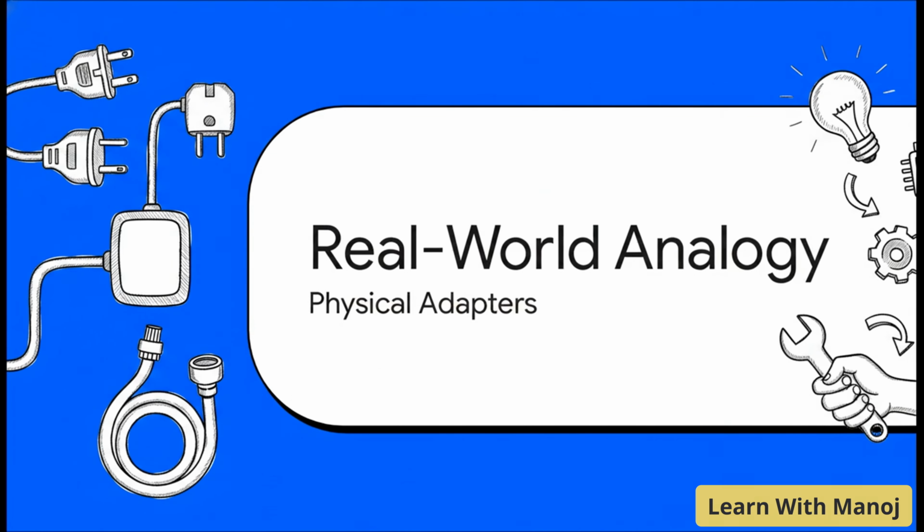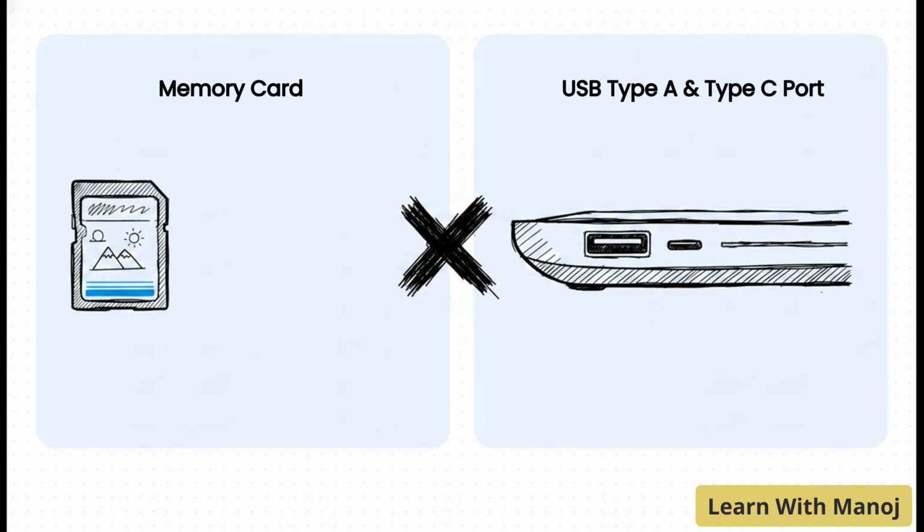Chapter 1, the real-world analogy. Now, before we even think about software or systems, we really need to look at the physical world. Because honestly, the smartest software patterns, they're usually just digital reflections of how we solve everyday physical problems.